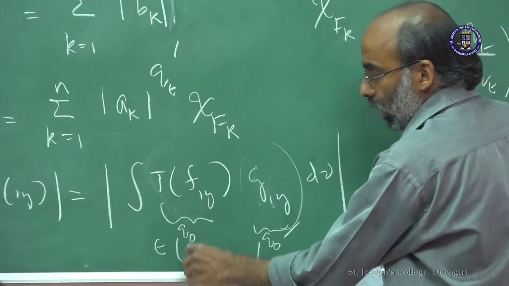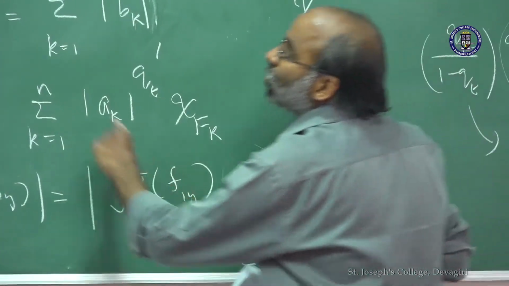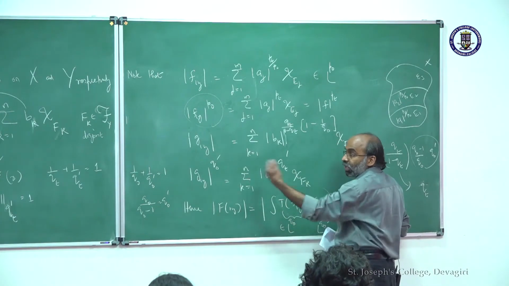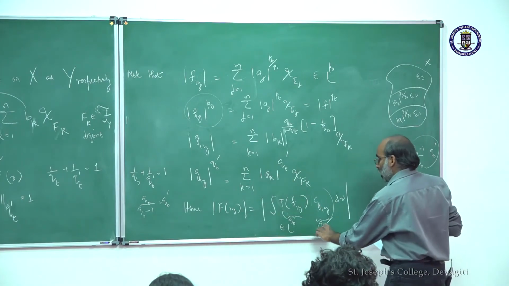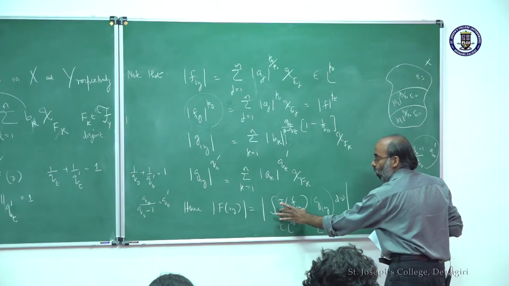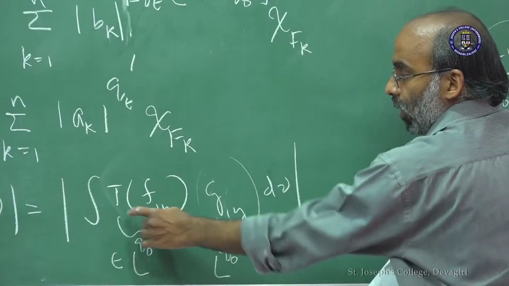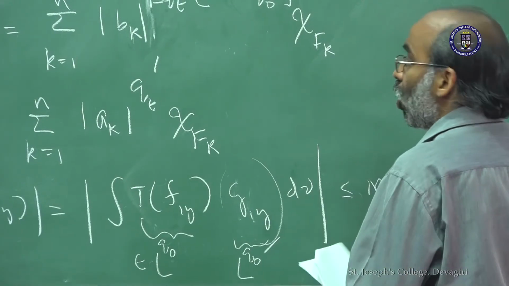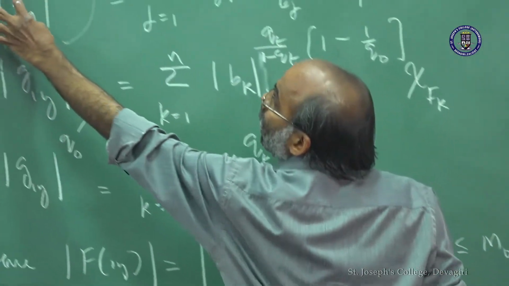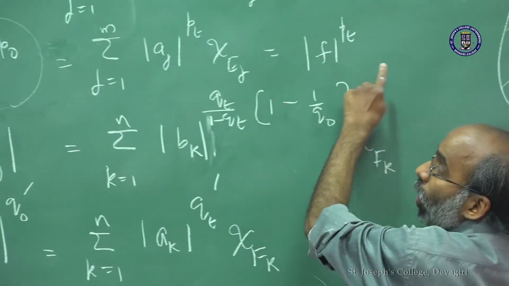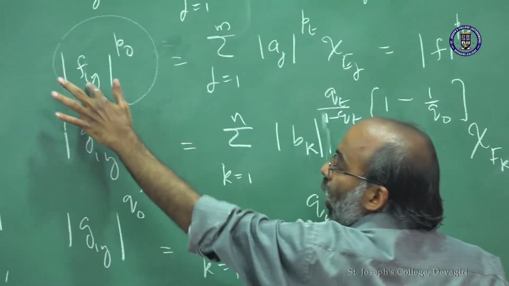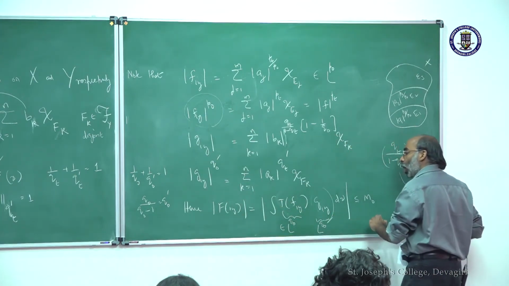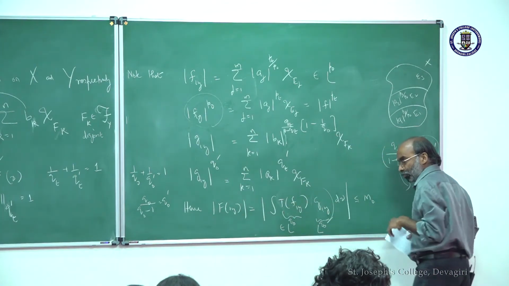Well, why does this belong to L q naught? Because this function belongs to L p naught. So if I apply T, I will go to L q naught, because T is of type p naught q naught. And this by Holder's inequality will be less than or equal to the norm of this and the norm of this. But this is bounded there. So that will give me M naught. So this is less than or equal to M naught, because the norms are 1. If I integrate this, I am getting the integral of this, which is 1. So the L p naught norm of this is 1, the L q naught prime norm of this is 1. So this thing is less than or equal to 1 times the norm of T, which is M naught.